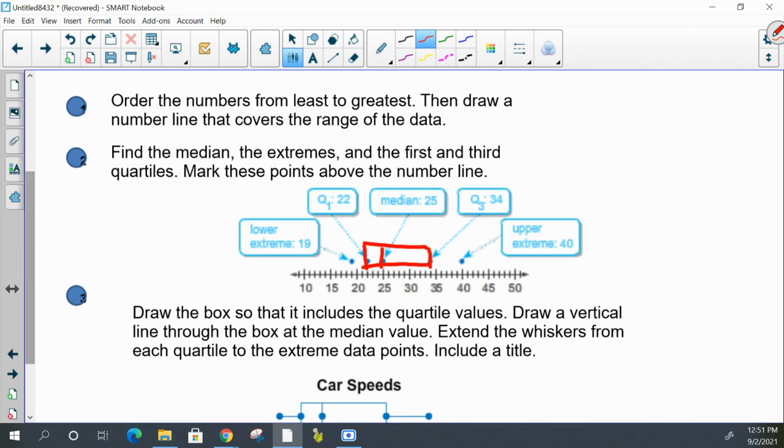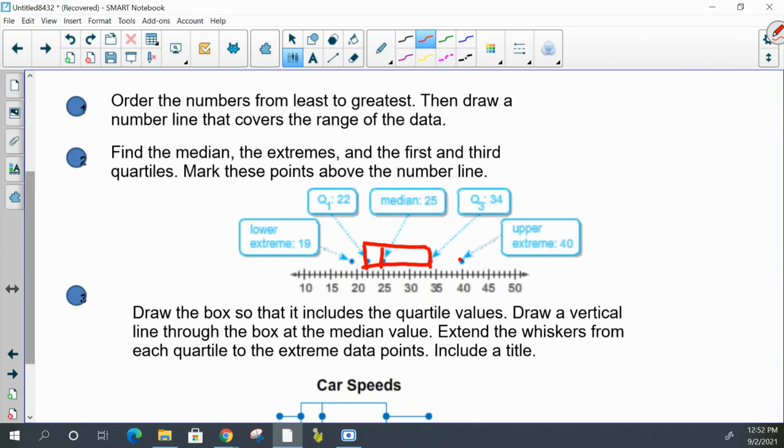Okay. The median is not the middle of the box, it's the middle of our data. So it's not always going to be in the middle of the box. This is the box part of our box and whisker plot, which means we have one part left, and that's the whiskers.